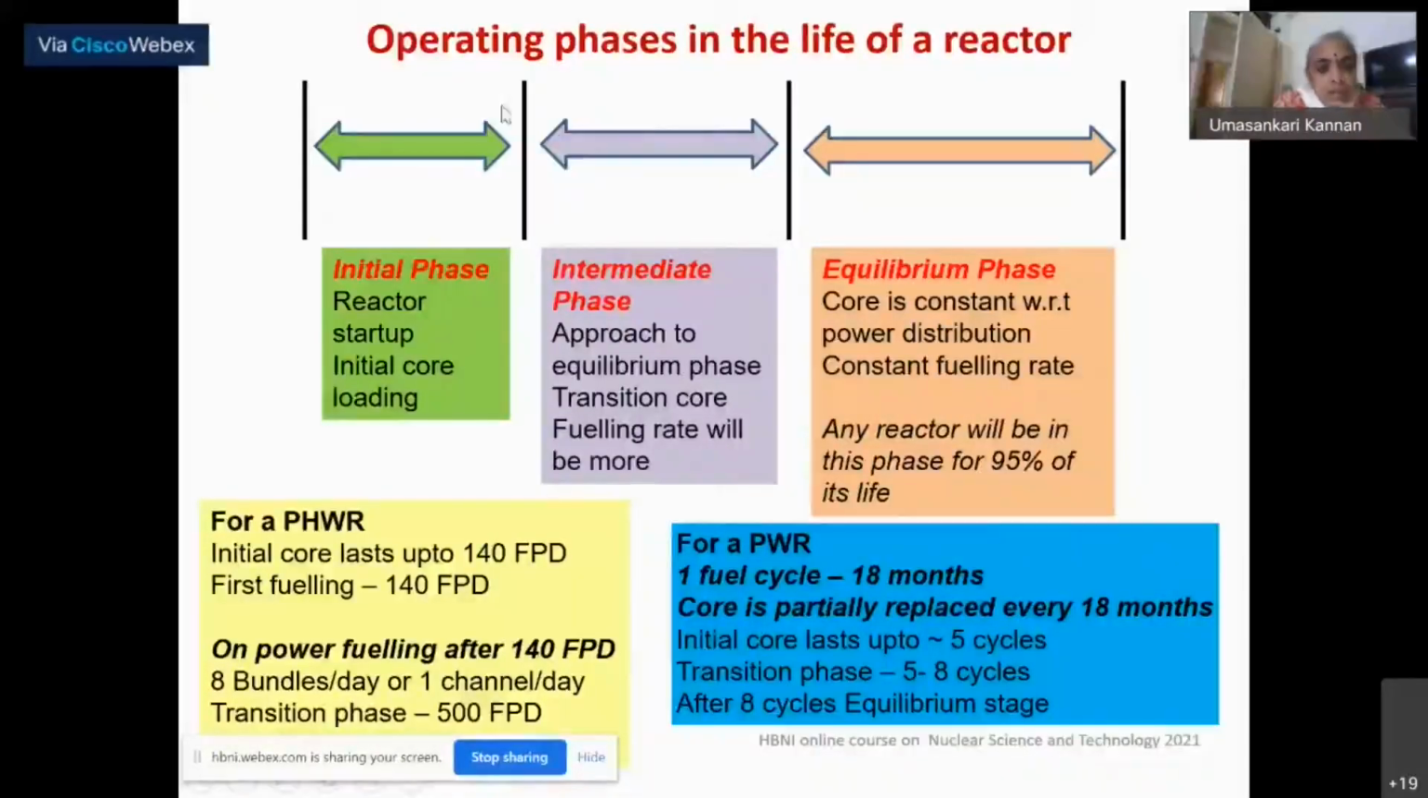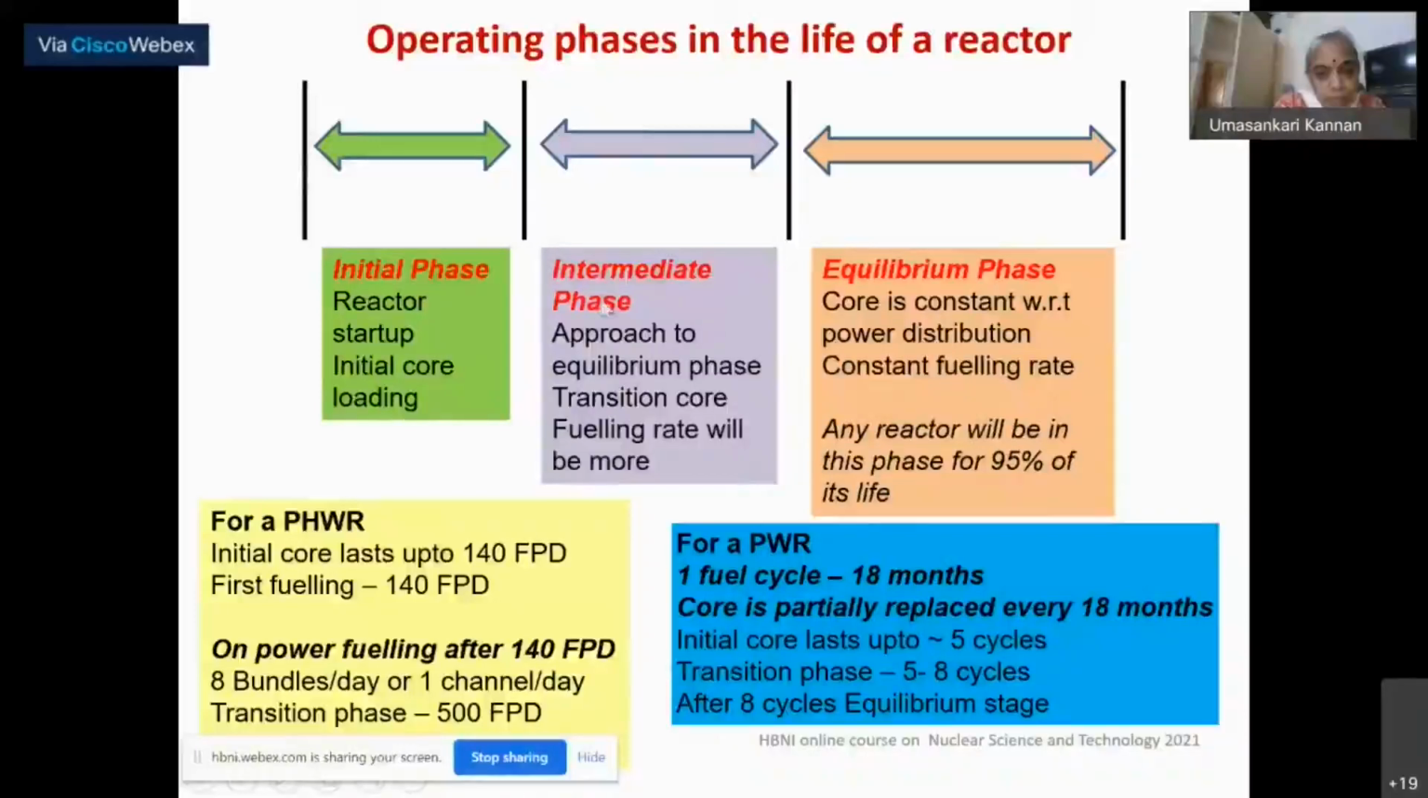Now let us talk about some operating phases in the life of a reactor. We have designed the reactor, let us say. So first we have an initial phase. In the initial phase, we have the reactor startup and the initial core loading. After this, after some time, you would refuel the reactor.